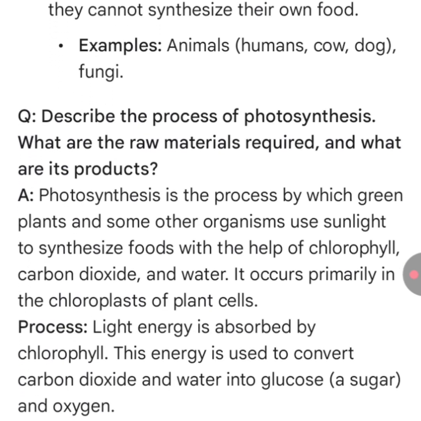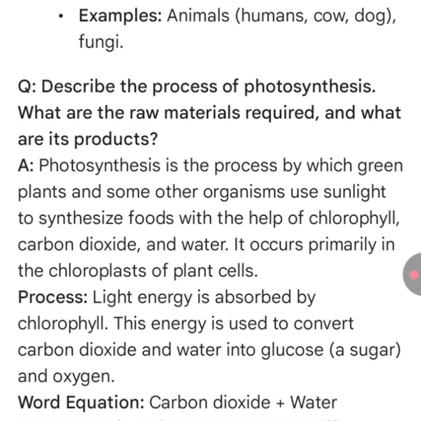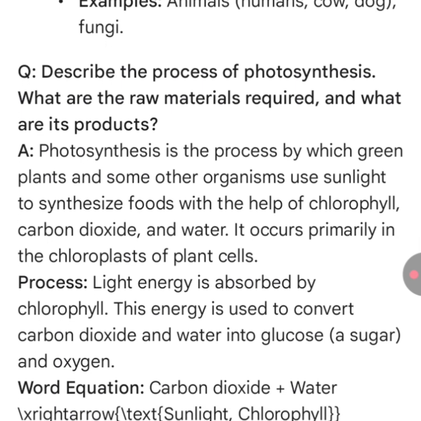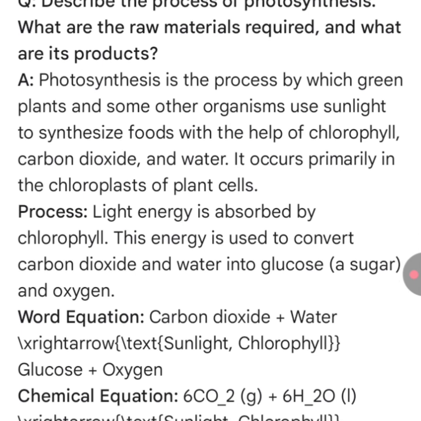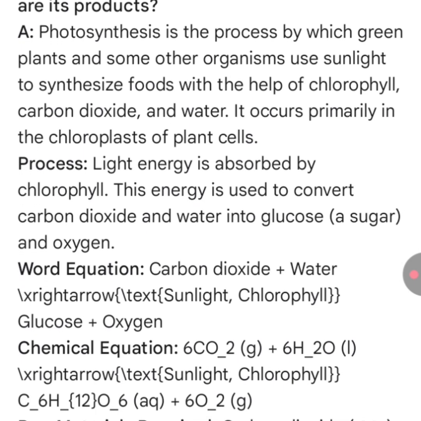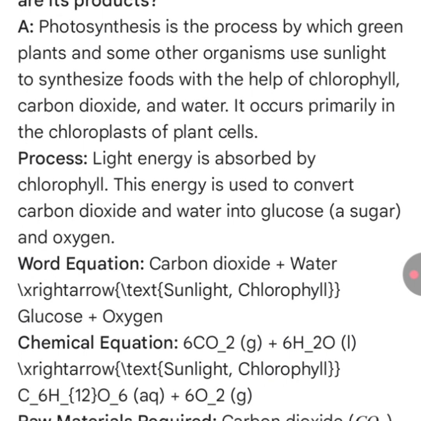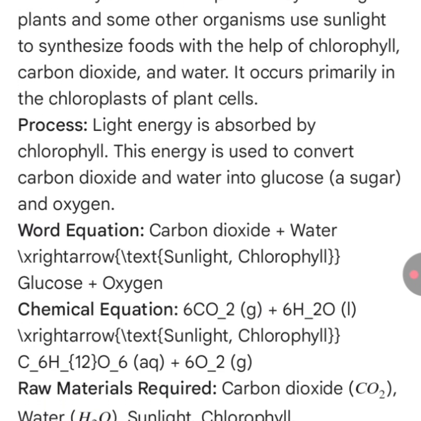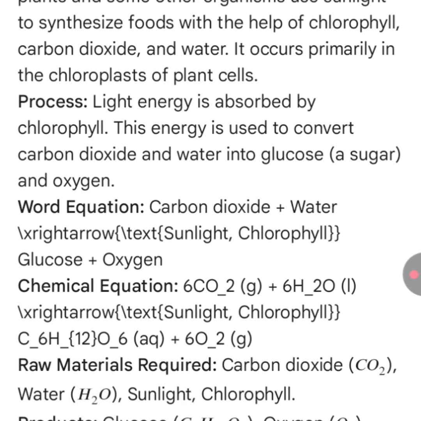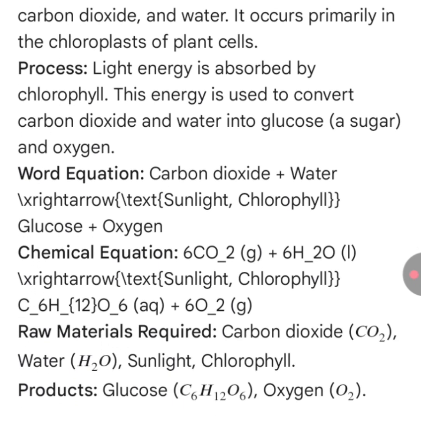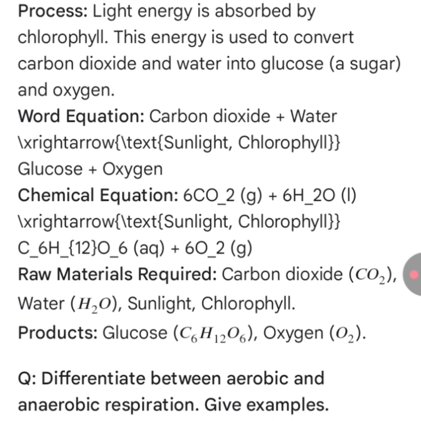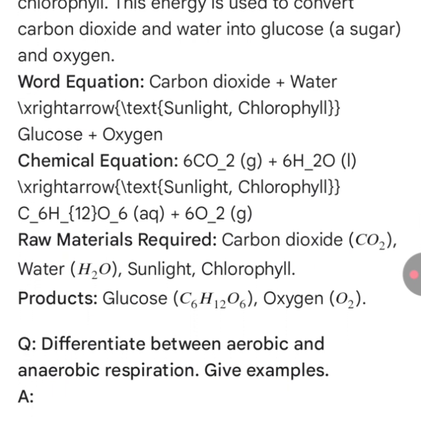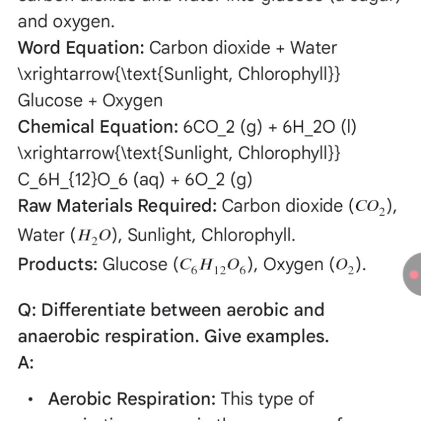Q. Describe the process of photosynthesis. What are the raw materials required and what are its products? A. Photosynthesis is the process by which green plants and some other organisms use sunlight to synthesize foods with the help of chlorophyll, carbon dioxide, and water. It occurs primarily in the chloroplasts of plant cells. Process. Light energy is absorbed by chlorophyll. This energy is used to convert carbon dioxide and water into glucose, a sugar, and oxygen.